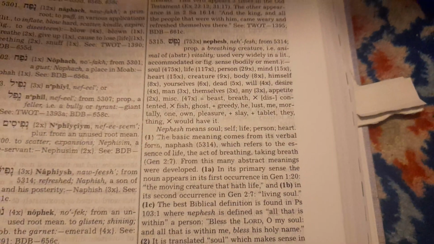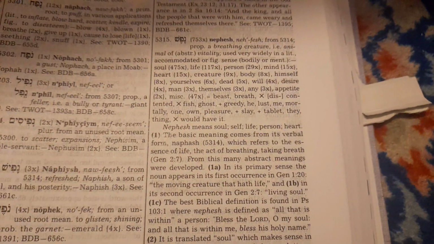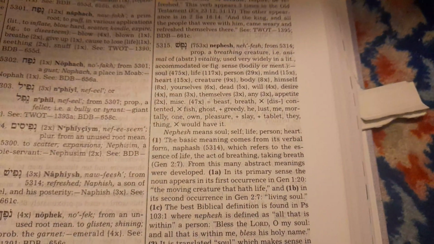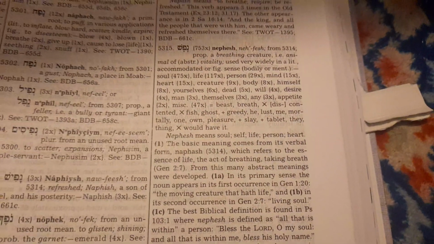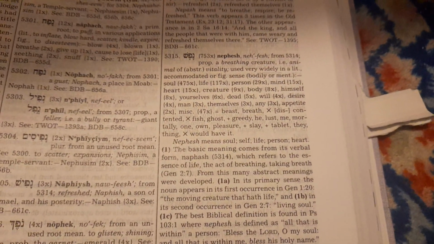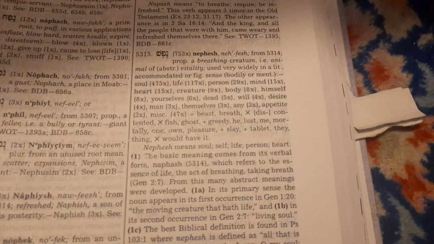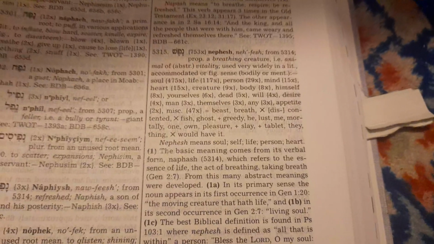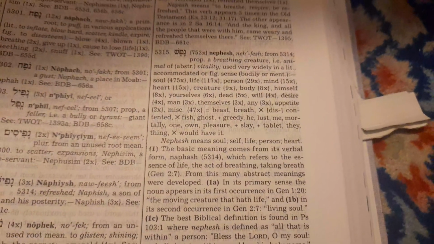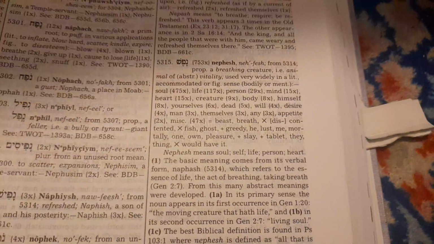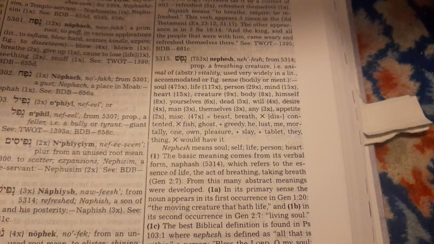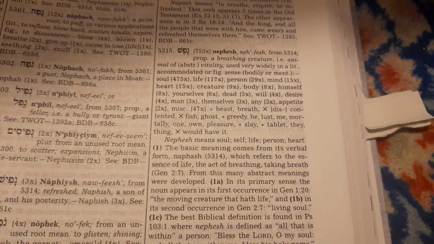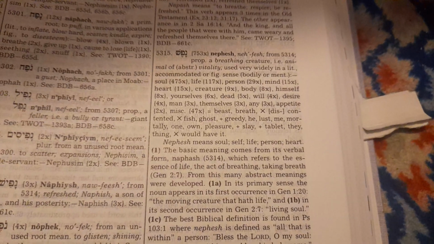The basic meaning comes from its verbal form, nafash, which refers to the essence of life, the act of breathing, taking breath. Genesis chapter 2 and verse 7. From this, many abstract meanings were developed. In its primary sense, the noun appears in its first occurrence in Genesis chapter 1 and verse 20, the moving creature that has life, and in its secondary occurrence as a living soul, a living body.